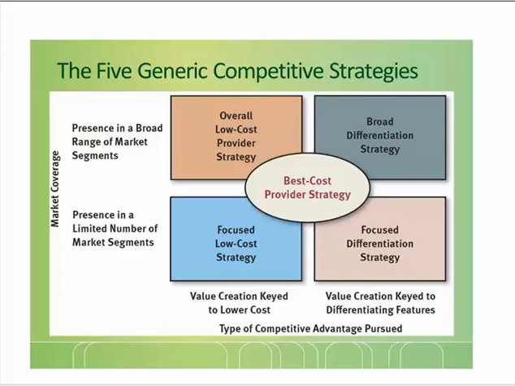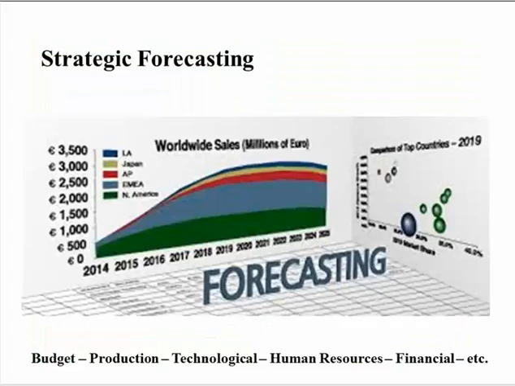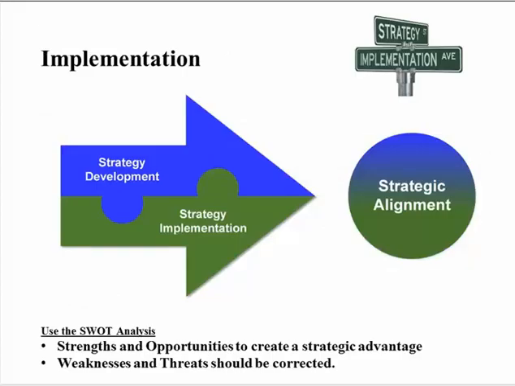And then your strategies, don't try to change the strategy. Just look at the strategies and do the best you can to identify the strategy of your company. And then forecast. Find your budget needs, your production goals, and what other needs you have for your company for the next year. That'll help you have a starting point. And then implementation. Take your strengths and opportunities to create a strategic advantage. Take your weakness and threats and correct those the best you can.